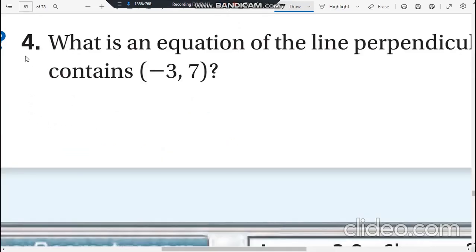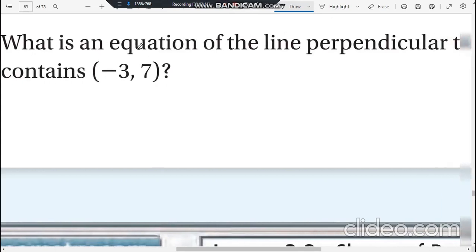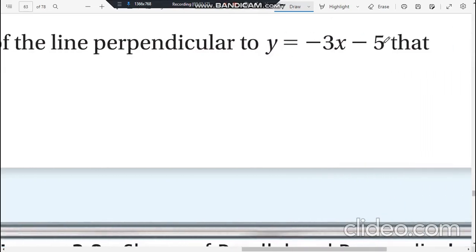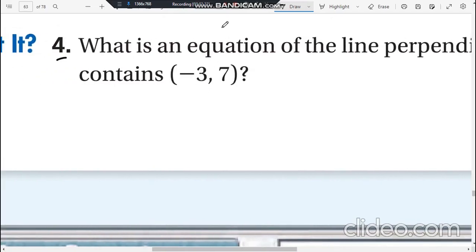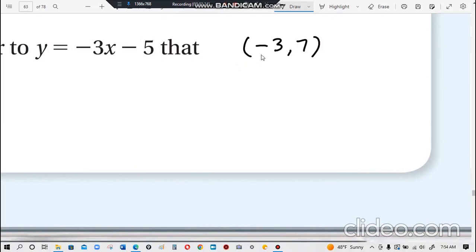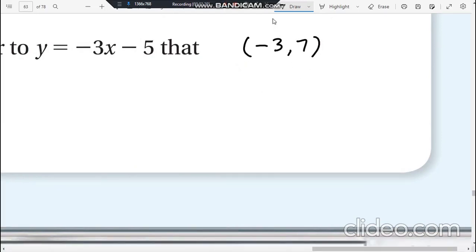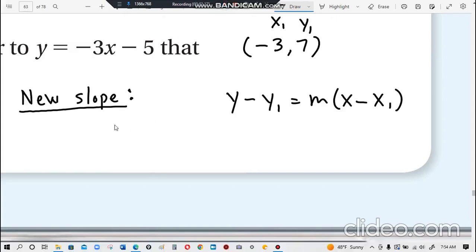All right, let's try got it problem number 4. What is an equation of the line perpendicular to y equals negative 3x minus 5 that contains negative 3, 7? So the point that the new line passes through, they said that was negative 3, 7. So that's going to be x1 and y1. So I want you to find the new slope. You have to take the negative reciprocal of negative 3, plug that in for m, and plug in the point x1, y1, and then you're done.